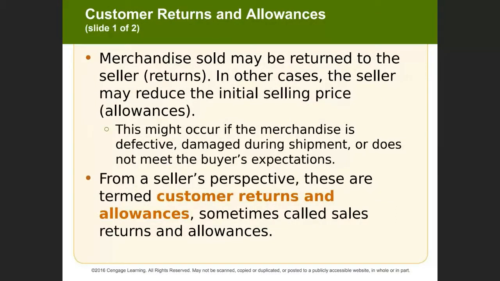Merchandise sold may be returned to the seller, also known as a return. In other cases, the seller may reduce the initial selling price, or allowances. This might occur if the merchandise is defective, damaged during shipment, or does not meet the buyer's expectations. From a seller's perspective, these are termed customer returns and allowances, sometimes called sales returns and allowances.